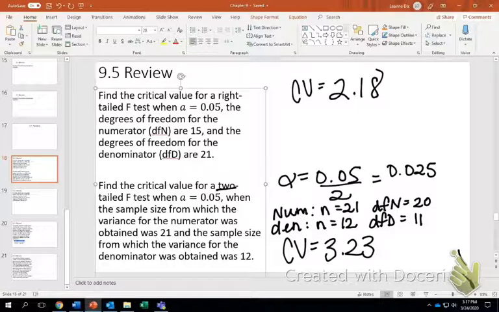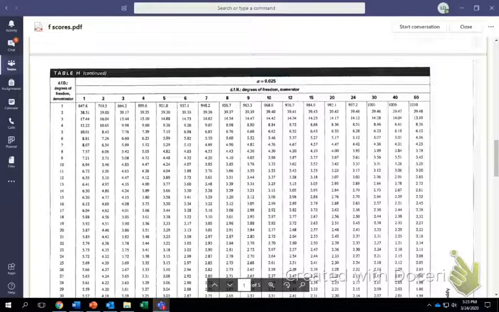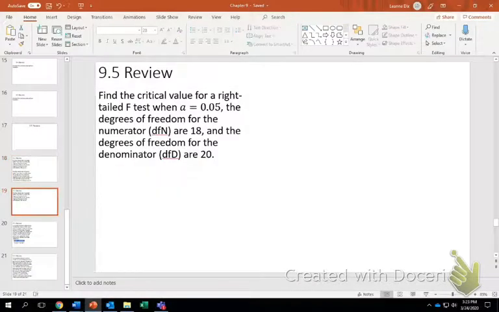We're going to do one more. If you look closely at the PDF that's on Teams, unfortunately you'll notice that there are some breaks, like it goes from 15 to 20 in certain locations. And so because of that, what do you do if it gives you a degree of freedom of the numerator and they don't actually have that number? So the next example is going to be like that. Find the critical value for a right tail test when alpha equals 0.05, and the degrees of freedom for the numerator is 18, and the denominator is 20.